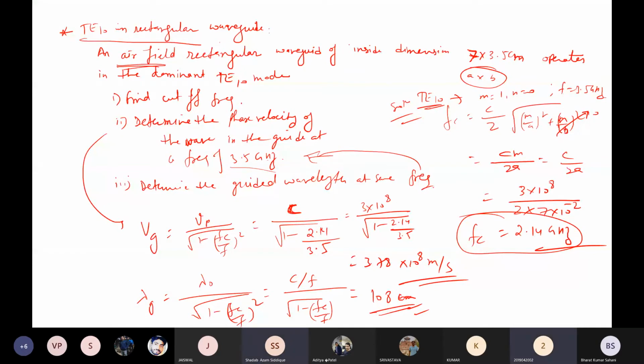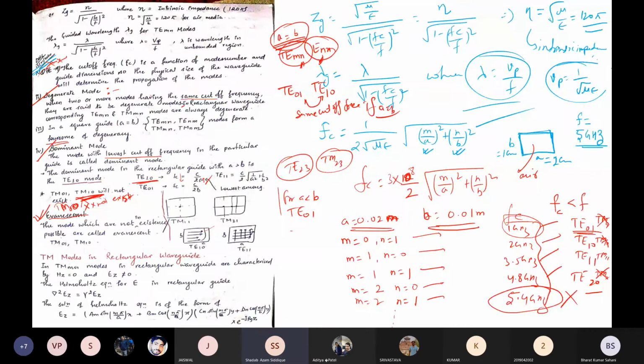Yes, sir. Okay, in the last class, we were discussing a rectangular waveguide, the TE mode in rectangular waveguide. In today's class, we will study the transverse magnetic mode, TM, in rectangular waveguide. In the last class, we also saw the problems on TE rectangular waveguide.